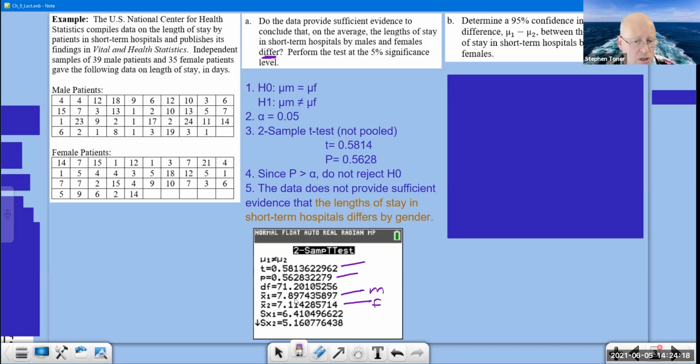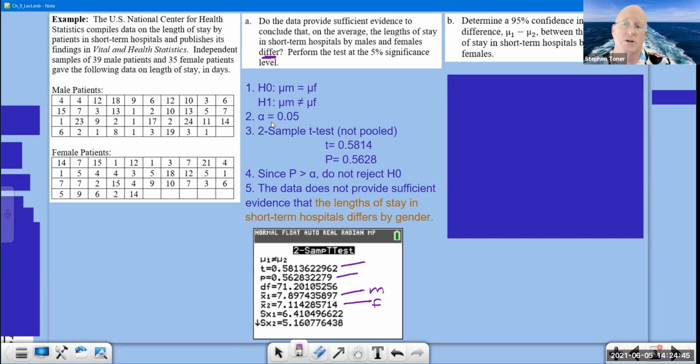So we know just looking at it, the men stayed in the hospital about 7.9 days compared to women who stayed in the hospital at about 7.1 days. And it did look like men stayed in the hospital a little bit longer. Now, was it far enough apart between these two for us to say that there was a difference that was significant or not? That's what we are going to find out in part B.